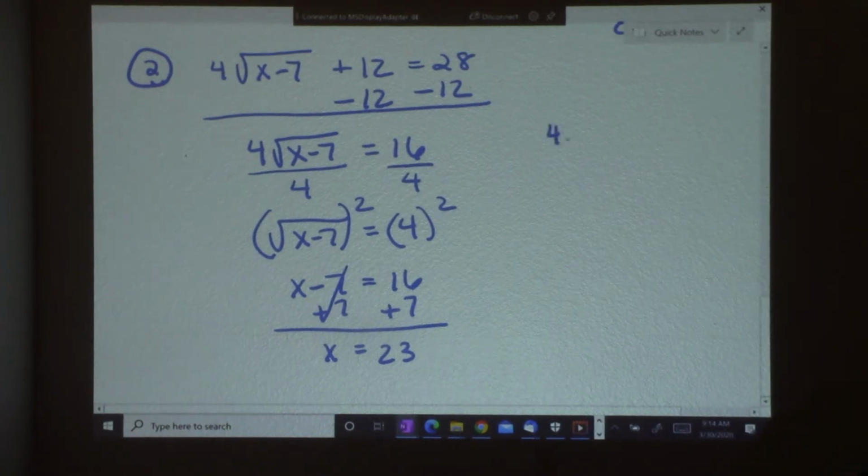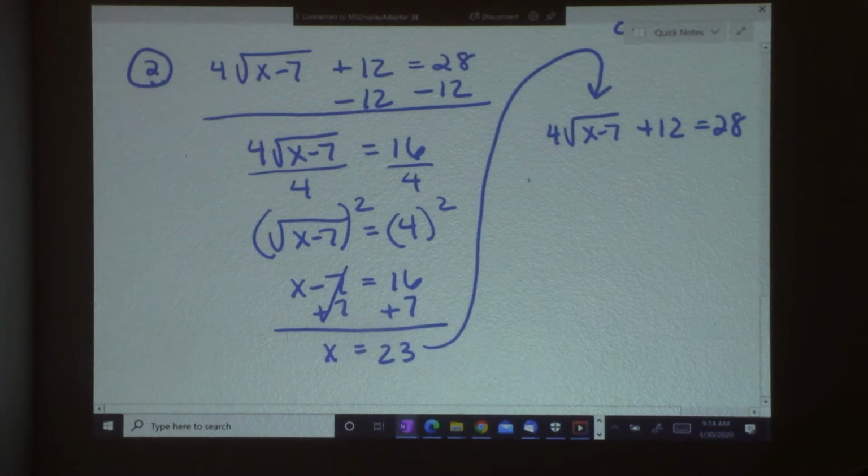Okay, so our checking has all worked out until now, but we're going to keep doing it. So go back to the original problem. And I'm going to put 23 in here. And now I'm going to see if that is true. Okay, so let's go inside the square root. 23 minus 7 is 16.